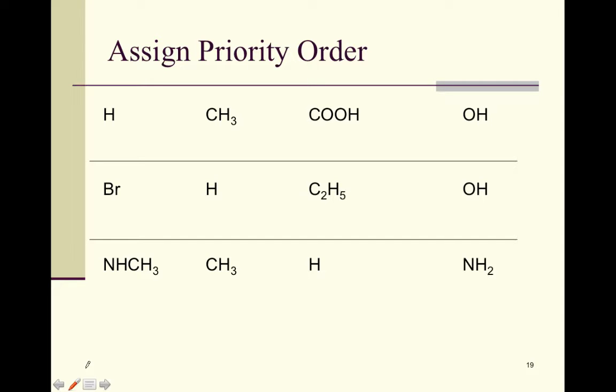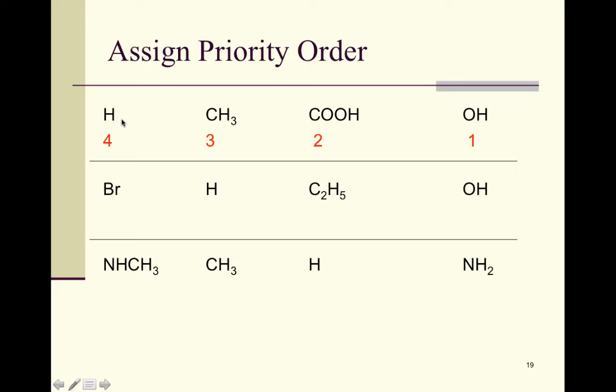For this slide, we're only going to practice assigning priority order. Within each row, I have 4 different things. So we have 3 different examples we're going to work with. Go ahead and pause the video, rank them, and come back and see how you did.